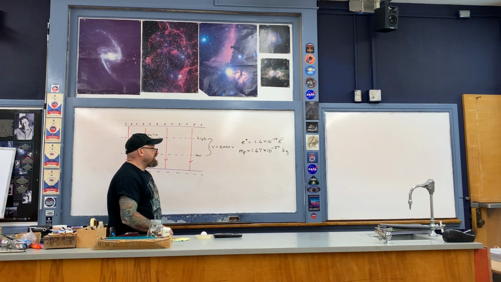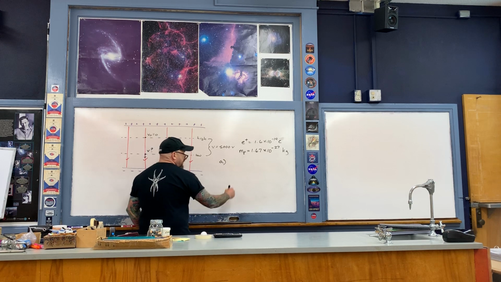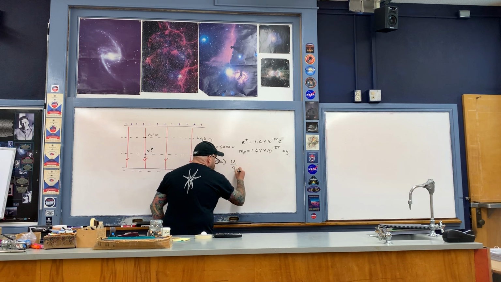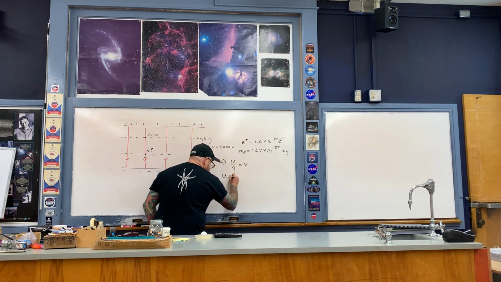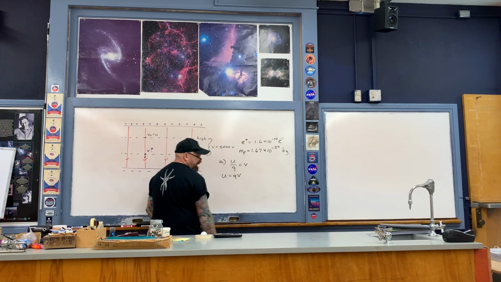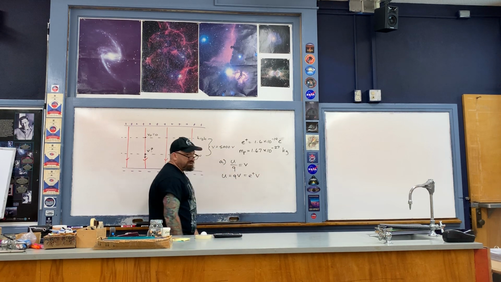Okay, so first of all, in part A of the problem, we're asked to calculate its change in potential energy. Now, potential energy per charge is equal to voltage. So therefore the potential energy is equal to the charge multiplied by the voltage. It's equal to the charge of the proton multiplied by the voltage V.